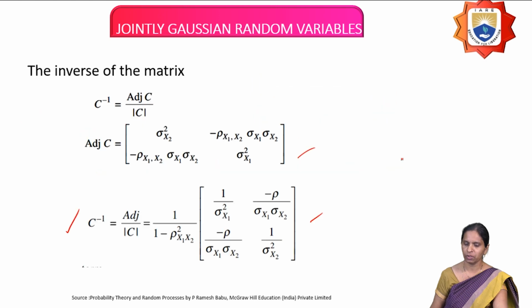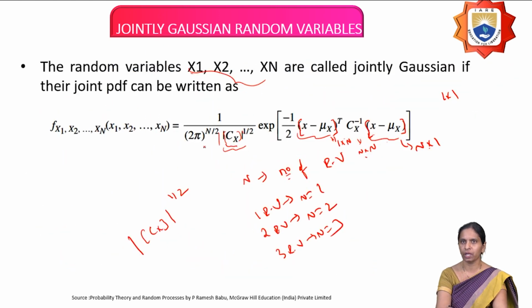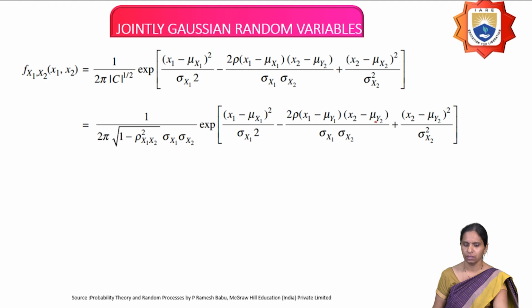Then what is the formula for the joint density function here? For n random variables, it is 1 by (2 pi) power n by 2 into the square root of the determinant of the covariance matrix Cx, into e power minus 1 by 2 into (x minus x bar) transpose into Cx inverse into (x minus x bar). Therefore, substitute all these values. Then what are you going to obtain?